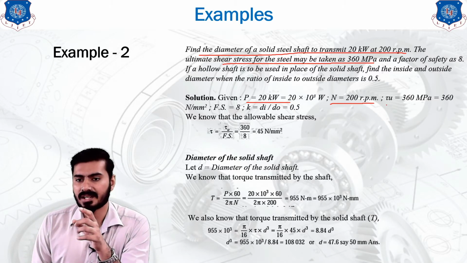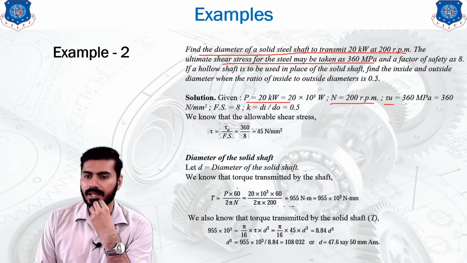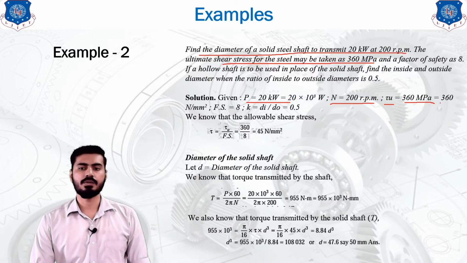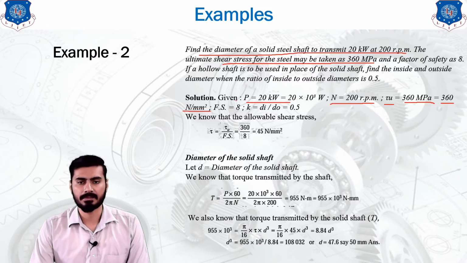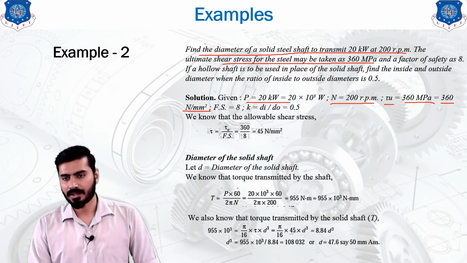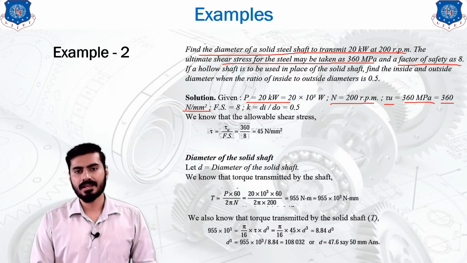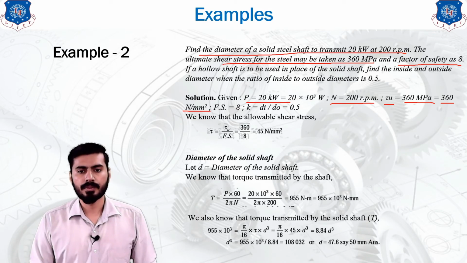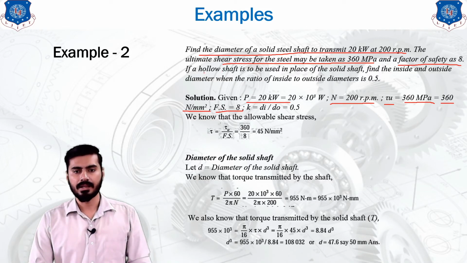So ultimate shear stress can be represented by tau u, with suffix u, that will be 360 megapascal, and that is 360 Newton per mm square, because megapascal is nothing but Newton per mm square. So a factor of safety of 8 is required. If you are considering the factor of safety of 8, then you must calculate the allowable shear stress using that factor of safety. So we will see that particular step in a while.